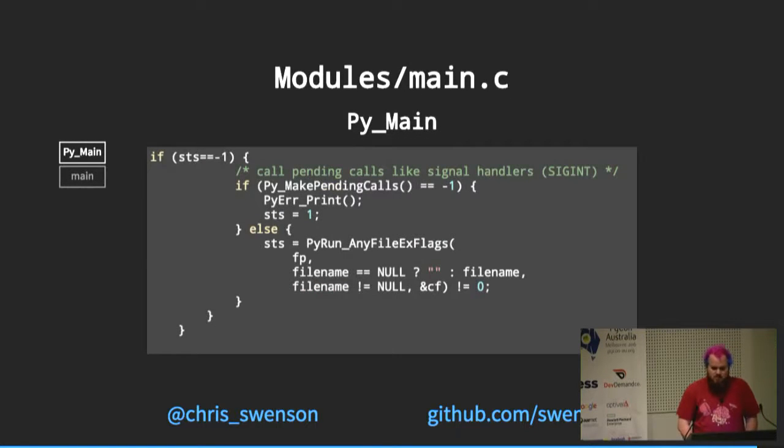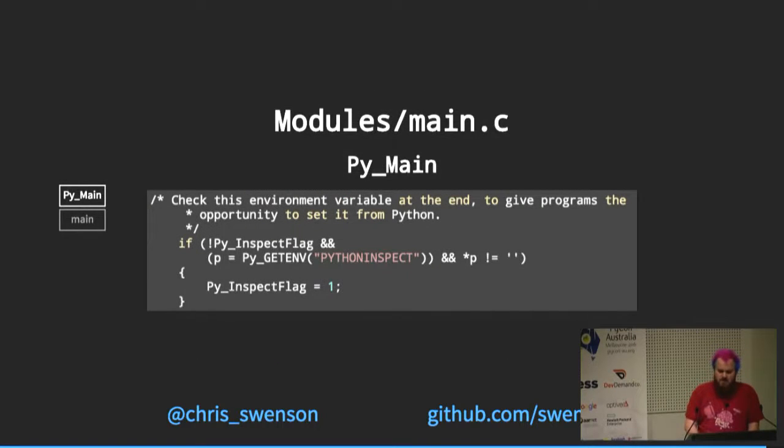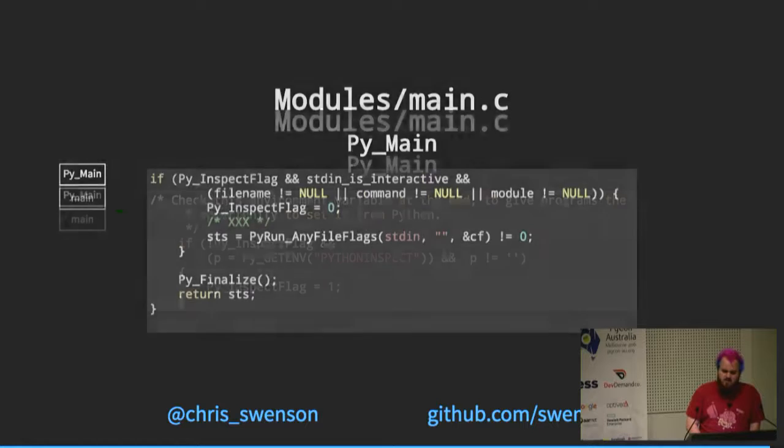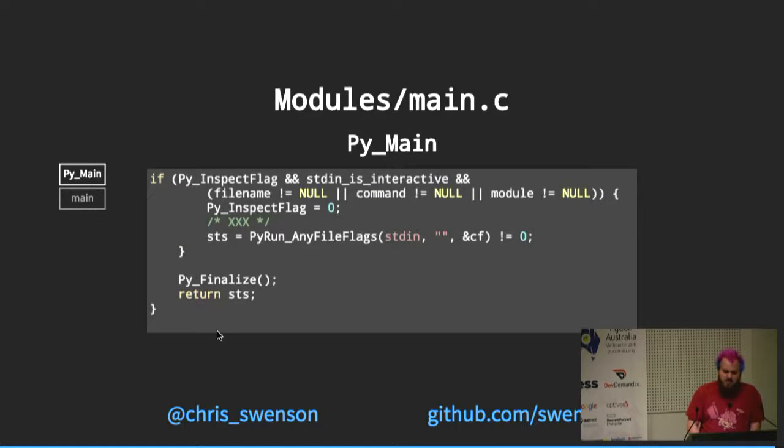And then there are some checks for the signal handler kind of stuff there, which I think we mentioned very early on. Again, checking for inspection flags. Almost done. We get to the finalize function there, and I think that's it. I think that's Python's boot up now.